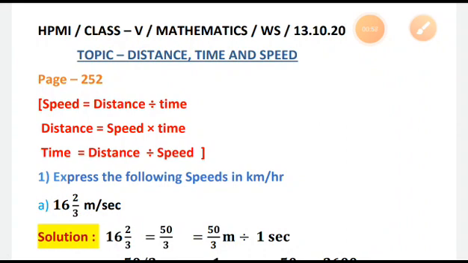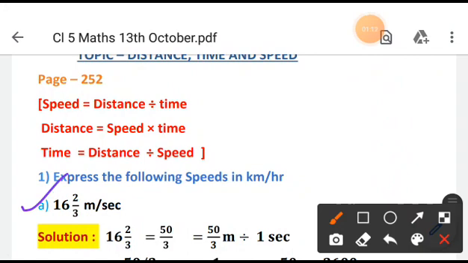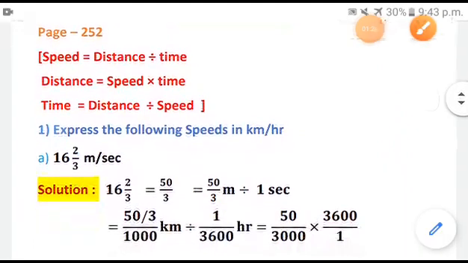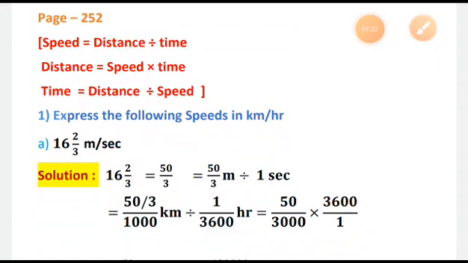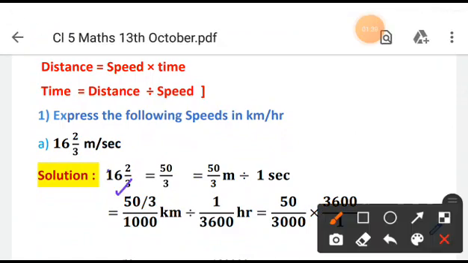Question number 1. Express the following speeds in kilometer per hour. So here students, the speed is given in meter per second and you will have to convert it into kilometer per hour. So the question is 16 2 by 3 meter per second. So that means the distance of 16 whole 2 by 3 meter is covered in 1 second. This is the meaning. Now here it is given in mixed fraction. The first step is that you will have to convert the mixed fraction into improper fraction. How? 3 into 16, that is 48, 48 plus 2, that is 50, 50 by 3.